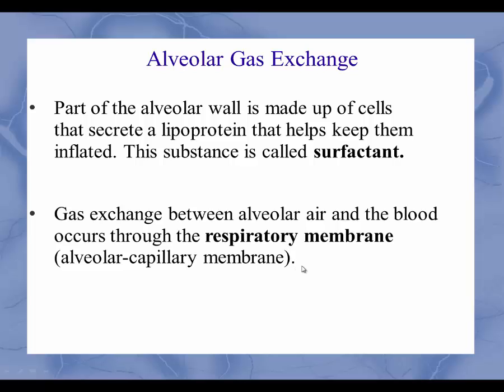And the actual site of gas exchange between the air in the alveoli and the blood occurs at the border of the alveolar capillary membrane. That space is called the respiratory membrane. So that's where gases actually get exchanged. Capillary membrane and the alveolar membrane.